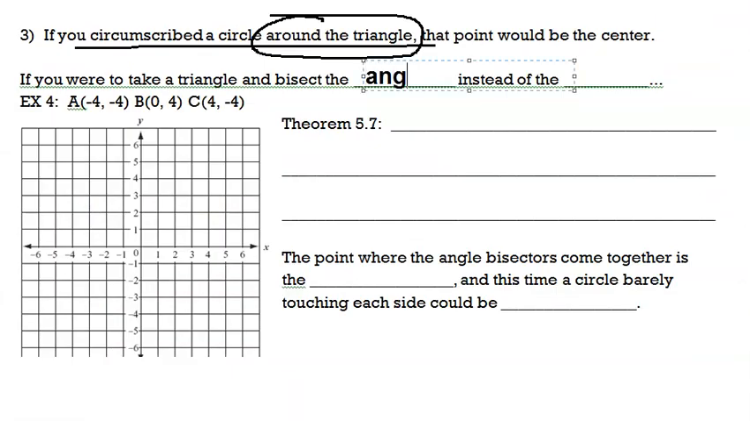All right, real quick, let's try to bisect the angles instead of the sides. We're going to take that first triangle here that we used earlier, the -4, -4, 0, 4, and 4, -4. We don't have to spend a lot of time sketching this one out. It's actually the same as what we had on the first one. And I want to show you how angle bisectors work.